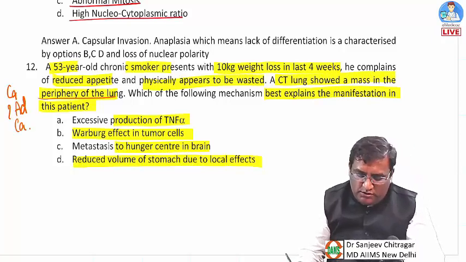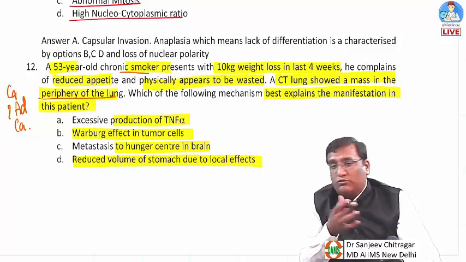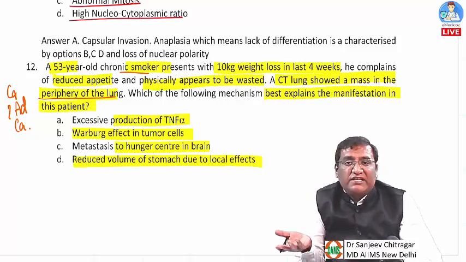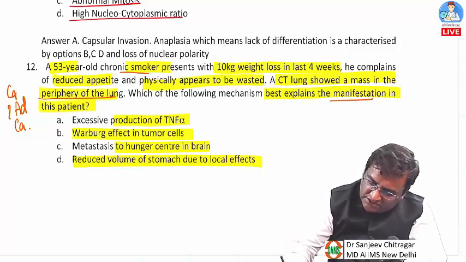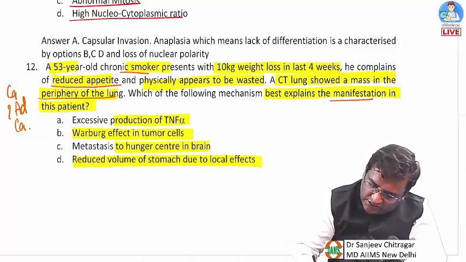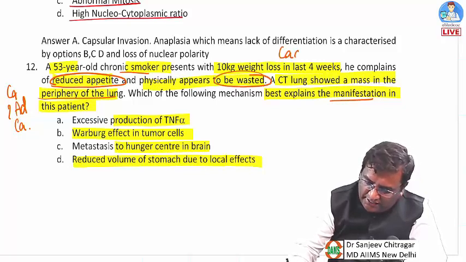So adenocarcinoma, although he is a smoker, that is the only one thing against adenocarcinoma. Peripherally located tumors are adenocarcinomas. Anyway, for me, it's not the diagnosis, it's what explains the manifestation. The manifestation this patient is having is reduced appetite and also wasting. This is called cachexia.